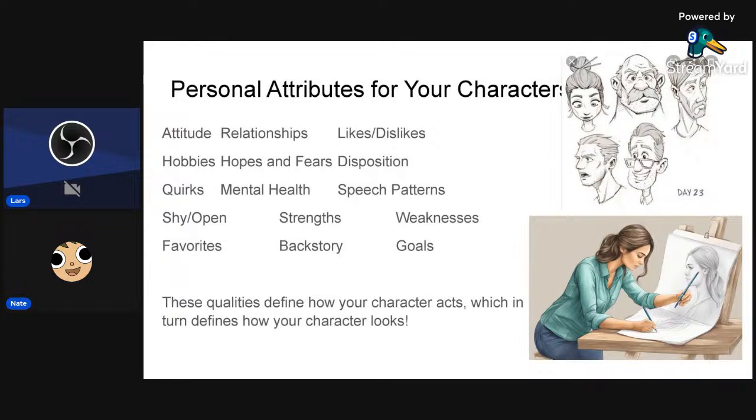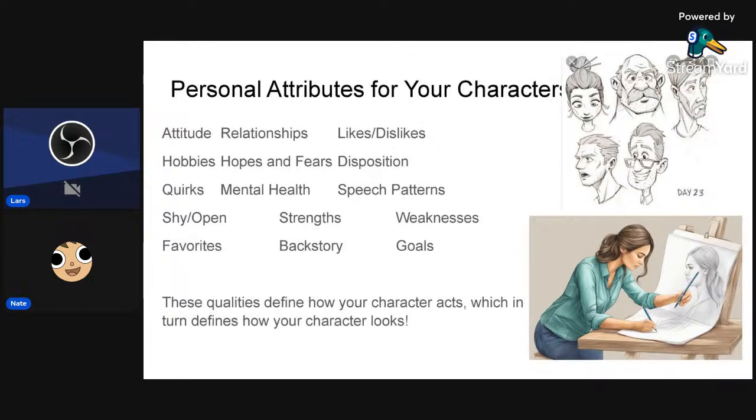Their speech patterns. What words do they use? Are they articulate? Are they soft-spoken? Do they ramble on and say very little? Those also might determine how a person looks. Are they shy? Are they open? Their strengths, their weaknesses. What do they really like? What are their favorite things? Their backstory, their goals. All of these things will in time determine how a character looks.